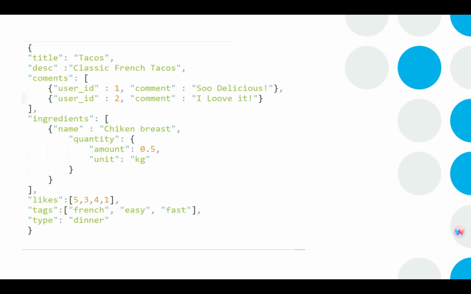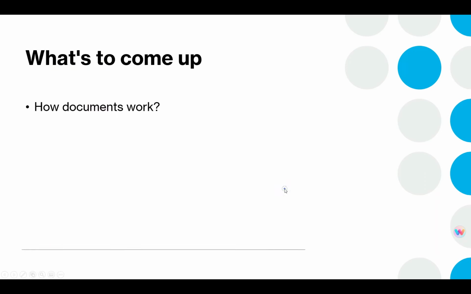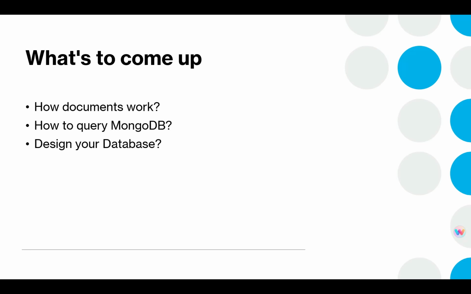For example, we can take our title and description, an array of likes and comments for users, and an array for ingredients that we can break into quantity or amount and units. An array of likes with user IDs, and an array of tags with a type field. We're going to learn about how these documents work and how to query documents, how to create and administer your database, code it and scale it.